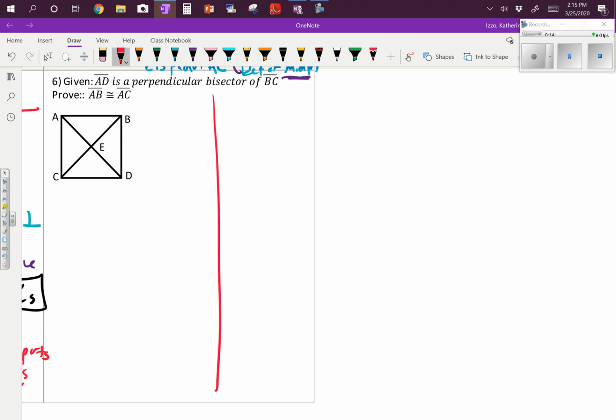Number 6, statement reason. AD is a perpendicular bisector of BC. Okay. AD is perpendicular bisector of BC. Now notice AD is not being bisected. It's not being perpendicular. Nothing is happening with AD. BC is the guy of interest right here. And notice we've used perpendicular.